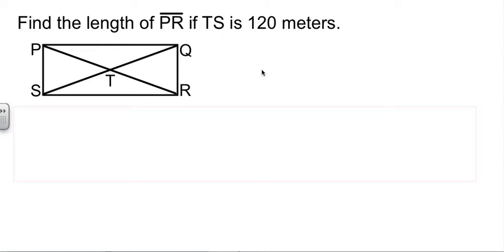So they're going to throw us what looks like a curveball, but it's not that scary. They want us to find the length of PR if we know that TS is 120. And a lot of people freak out over this kind of problem because all you have is this one little side right here is 120. And you got to figure out this thing.